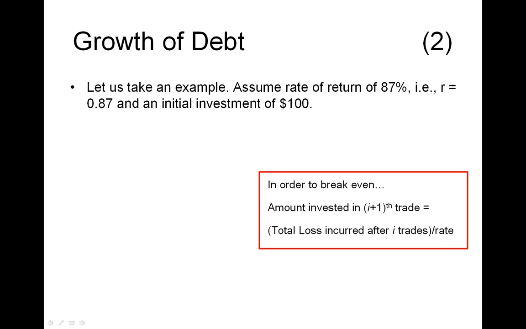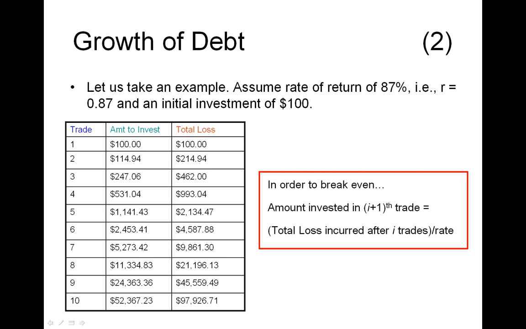Now remember, in order to break even after losing some money, the amount we invest in the I plus 1th trade must be equal to the total loss incurred after I trades divided by the rate of return. What this is trying to say is that in each subsequent trade, we're trying to invest an amount that's the total loss from our previous trades divided by the rate of return. And we just saw this. So let's bring in some numbers.